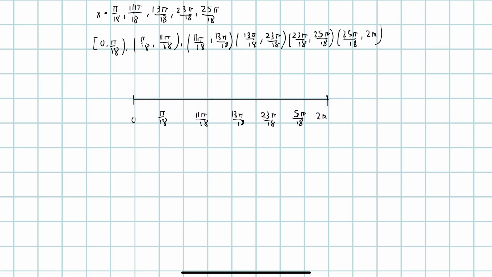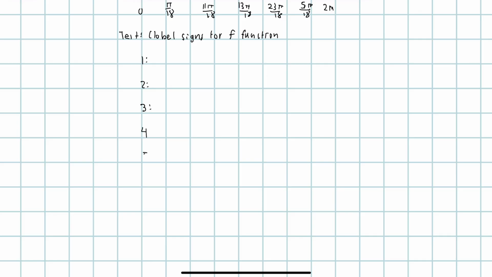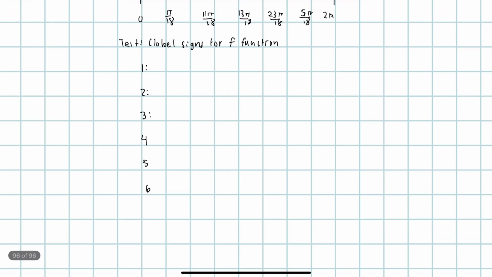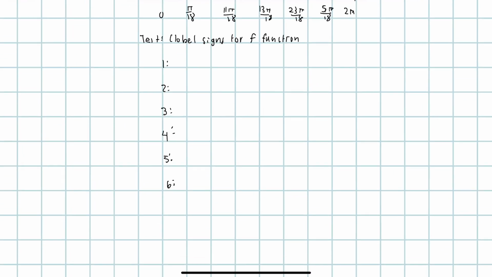Okay, so now we have to label our signs. Now we have to test stuff. So now we have to label signs for the function. For each of our intervals, how many intervals is this? 1, 2, 3, 4, 5, 6 intervals.